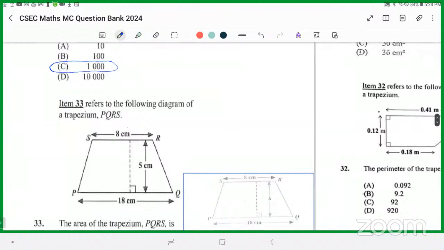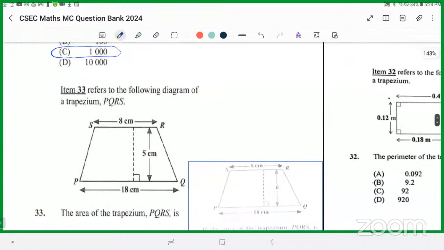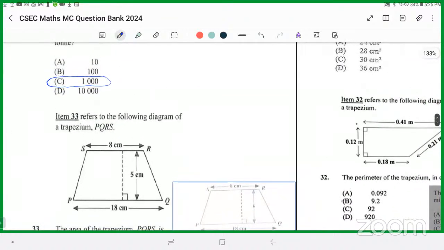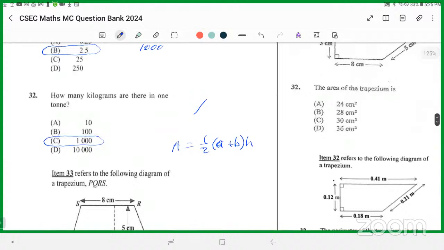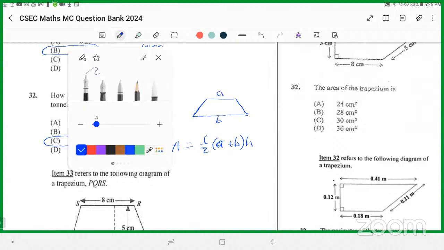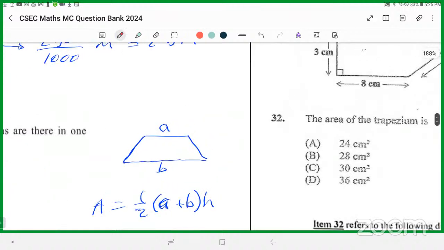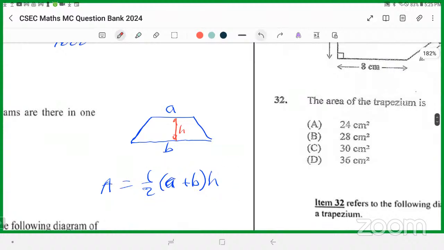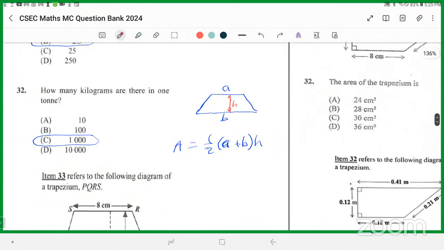I like to give trapezium questions. The key thing about a trapezium, remember, the area is half the sum of the parallel sides, A and B are the parallel sides, times the distance between them. That's if you have a trapezium, maybe looking like this, and this side is A and this side is B, and the perpendicular height between the parallel sides is H. This becomes the area. That is key for these trapezium questions.